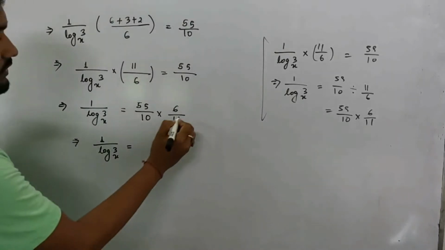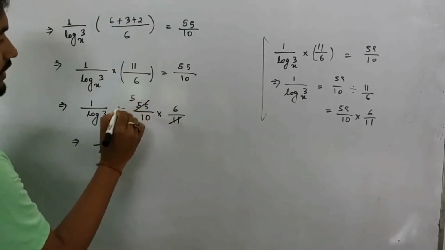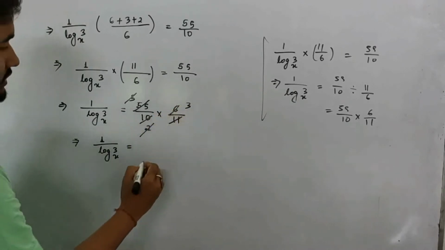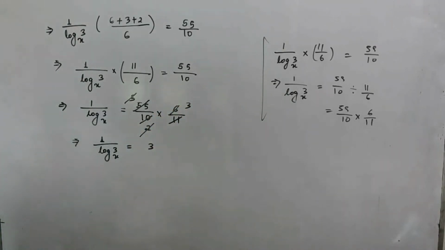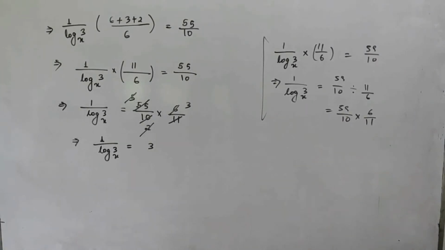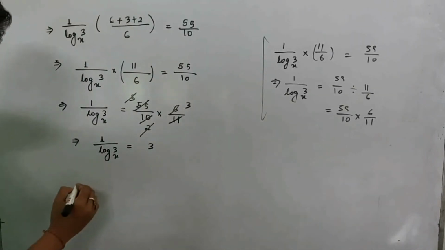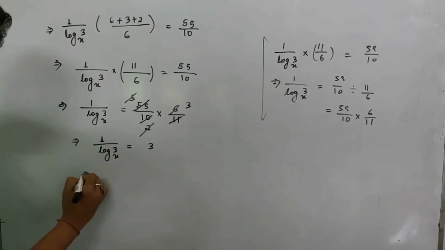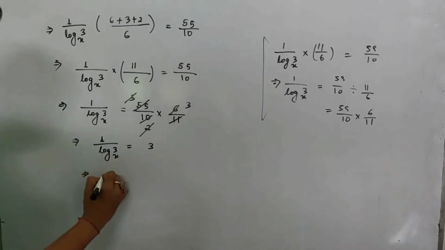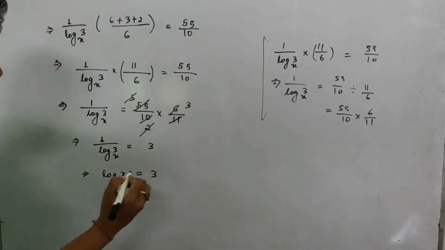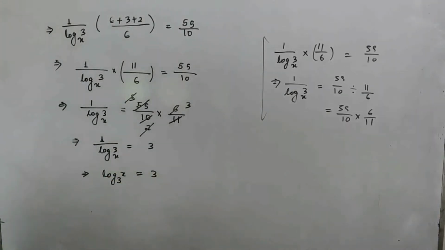So which implies, now if I cancel this one, 11 5 ja 55, 5 2 ja 10, 2 3 ja 6. So this is equal to 3. 1 by log 3 base x is equal to 3. Okay, so over here if I do now again change of base, which implies log 3 will be base and x will come here, which is equal to 3. Done. Change of base I have done.